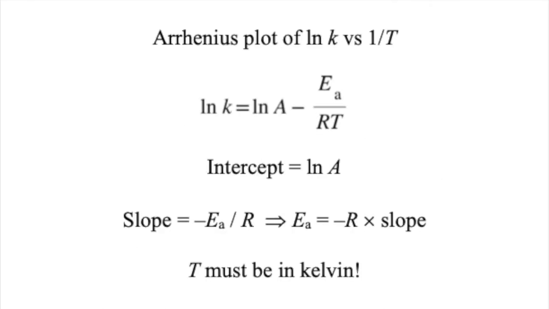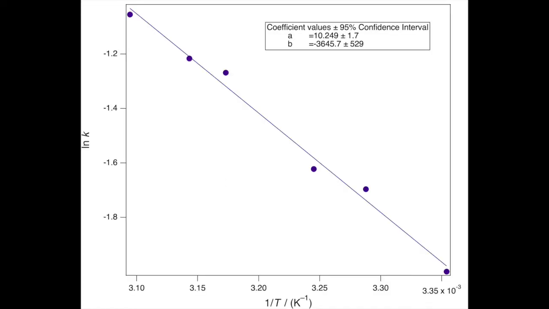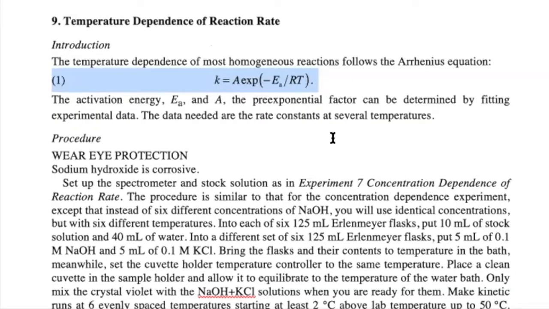If, when we make an Arrhenius plot, which is take the log of K, you get a straight line in a plot like that, we say a reaction follows Arrhenius behavior. So that's what we're going to do today. We're going to measure the rate constant as a function of temperature.